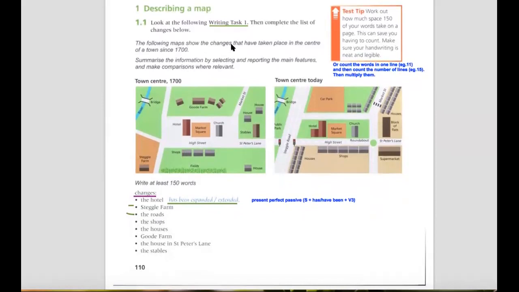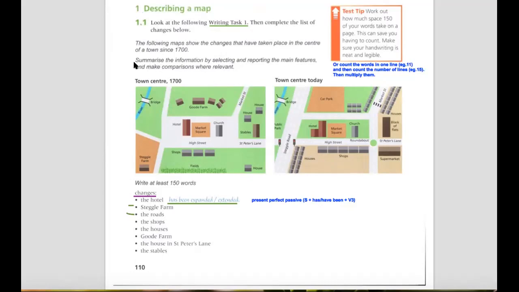The following maps show the changes that have taken place in the center of a town since 1700. Now, this is what you need to do. Summarize the information by selecting and reporting the main features and make comparisons where relevant. So the same as the other type of tasks, you're not just mentioning everything that you can see. I don't want you to talk about every single thing that you can see on this map and on this map. This is not what you're supposed to be doing.